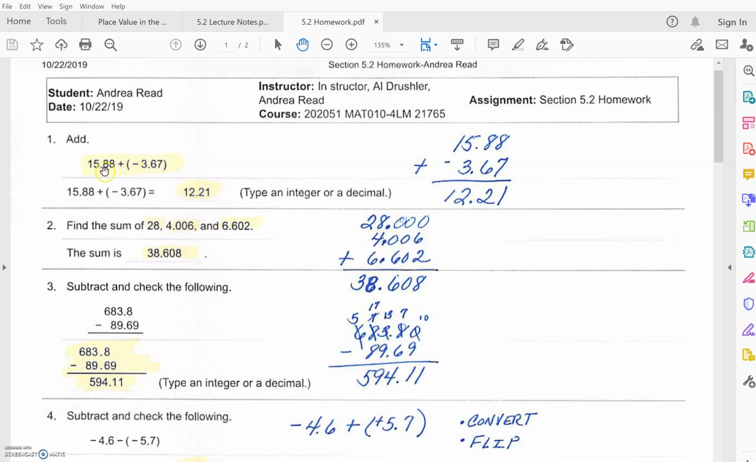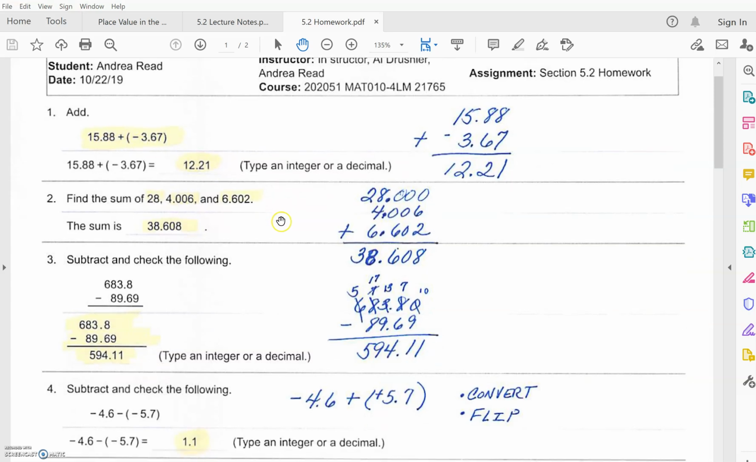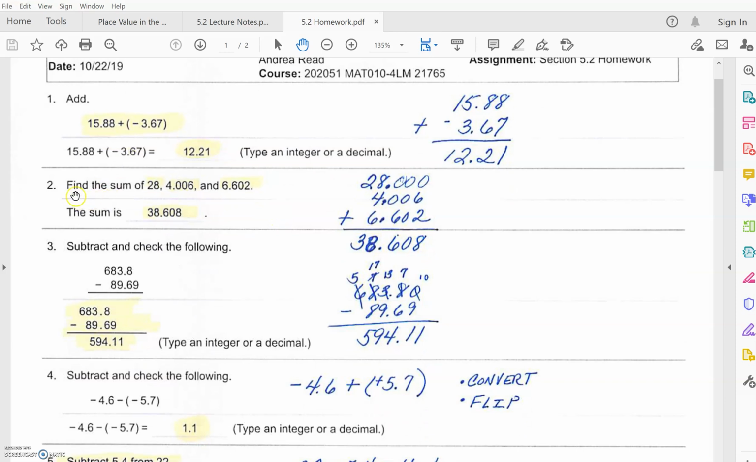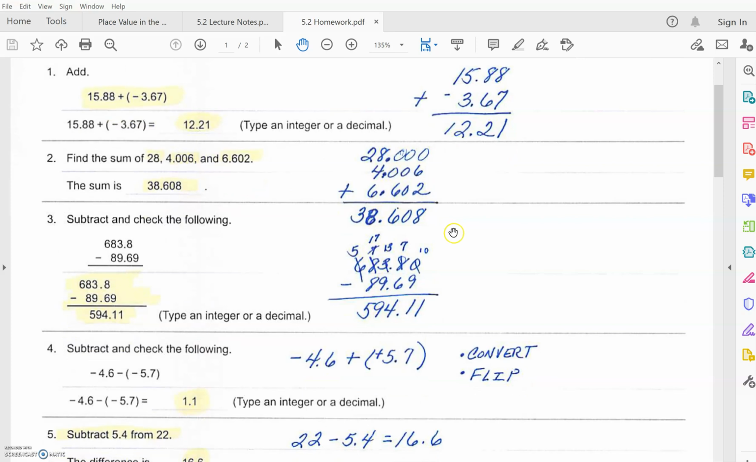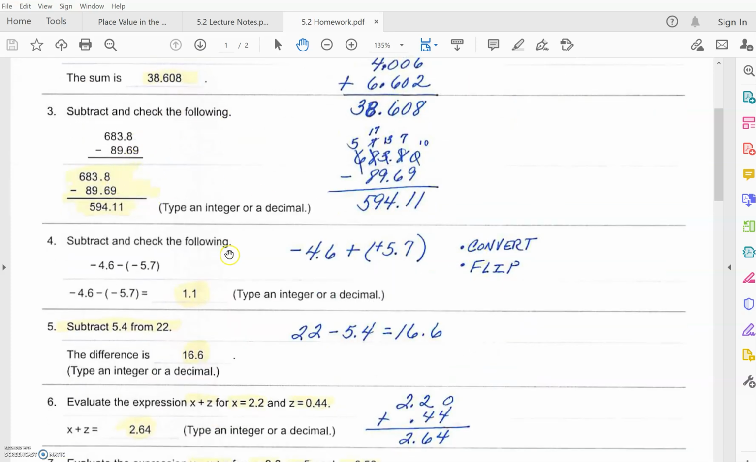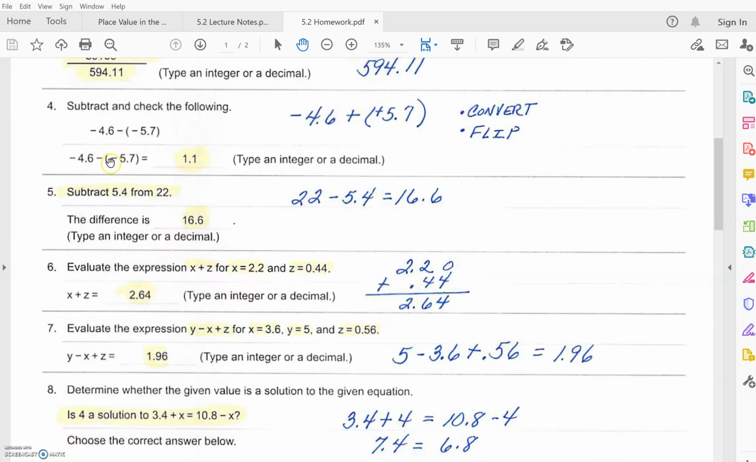So when you're entering it into the calculator, you need to know, are you adding, subtracting, multiplying, or dividing? Now, the same thing with this next one down below, number 2, it's just asking you to take the sum. So when you're taking a sum, it means you're adding. So you're just going to add 28 and then 4.006 and 6.602.